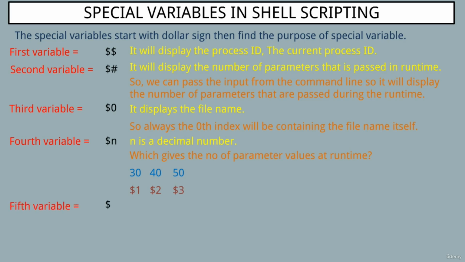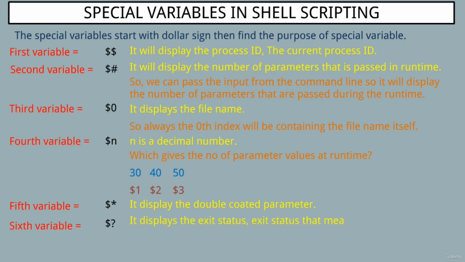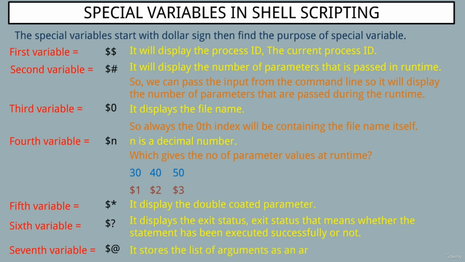The next is $*. It displays the double-quoted parameters. It is nothing but a string. The next is $?. It displays the exit status. Exit status means whether the statement has been executed successfully or not. It returns 0 if the statement or instruction was executed successfully. Otherwise it returns non-zero. The next is $@. It stores the list of arguments as an array.